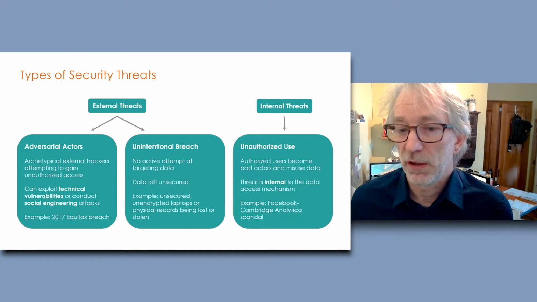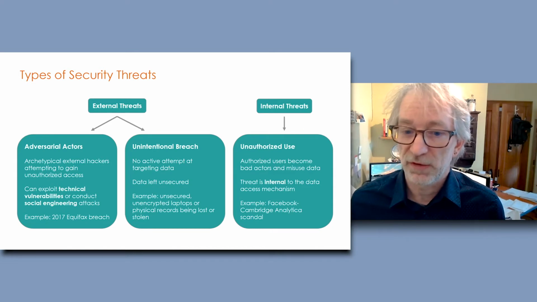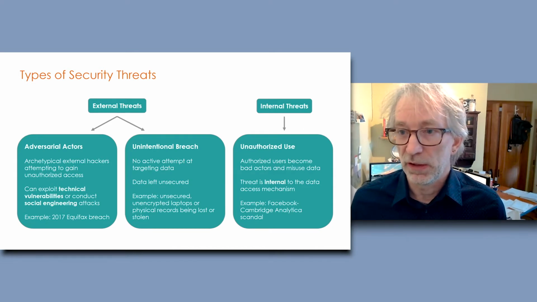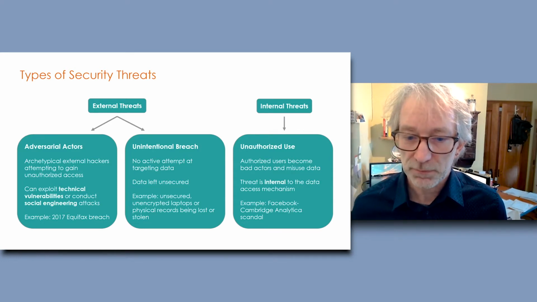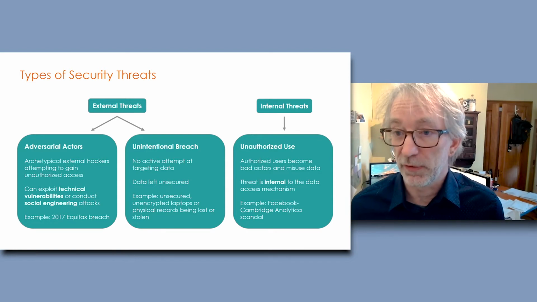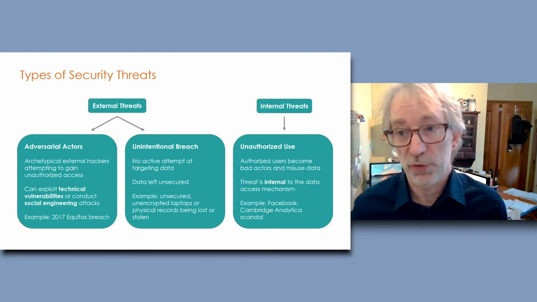Internal, finally, are unauthorized use or unauthorized means of accessing the data by individuals who do have the authority to access the data, but do so in an unauthorized way. One example, for instance, is the Facebook Cambridge Analytica scandal, folks who had legitimate access to the data, but used it in ways that were not originally foreseen or probably should not have happened.